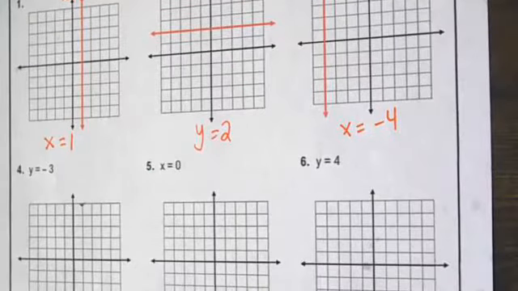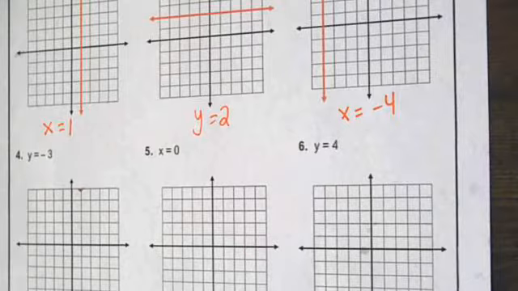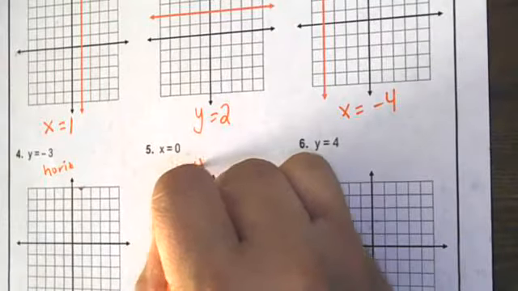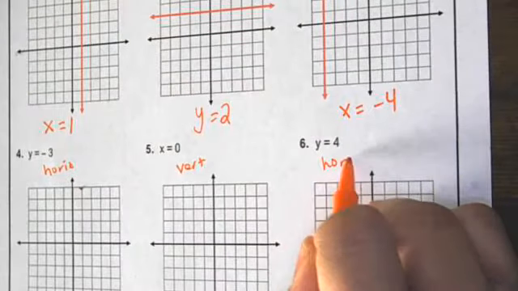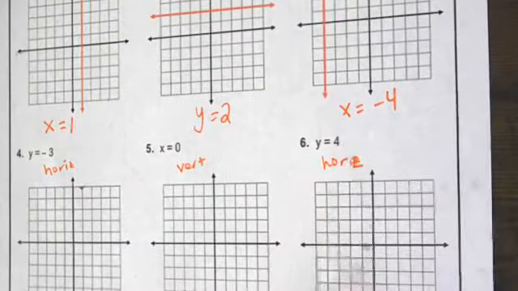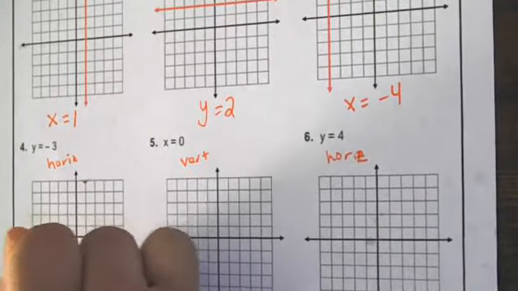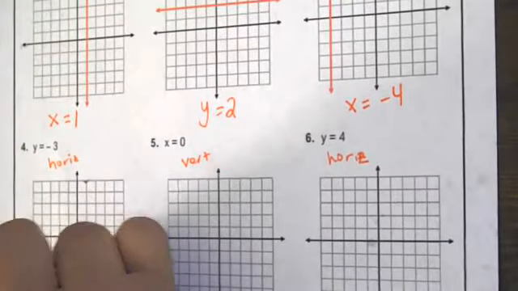Then for the bottom three, you are graphing them. Horizontal lines are always y equals, and vertical lines are always x equals. So I identified that first, then it's easy for me to graph it. So at -3 for my y value, I need to go horizontal, left to right.